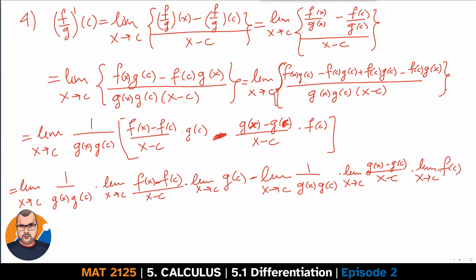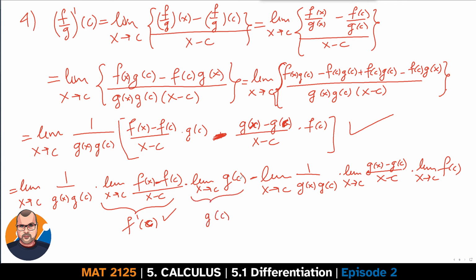Again, assuming that each of these individual limits do exist, because if they do, then this limit exists, and if it exists, that means that the derivative of the quotient is well defined. We will have proven the theorem. But what do we know? We know that this one exists, and it is equal to f prime at c. We know that this limit here exists, and it is equal to g at c, right?